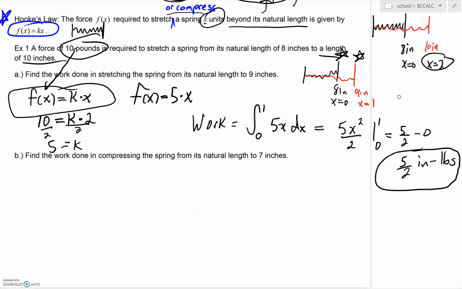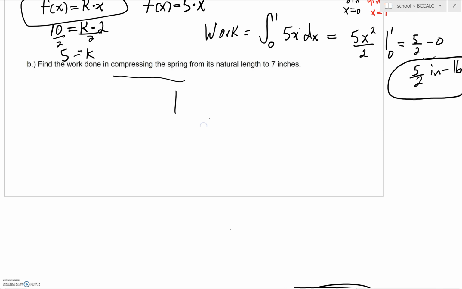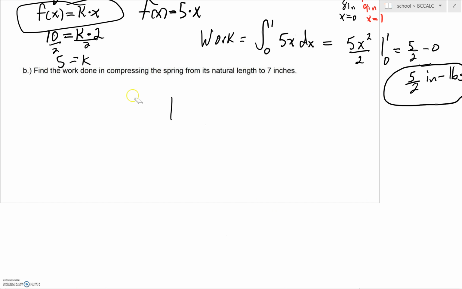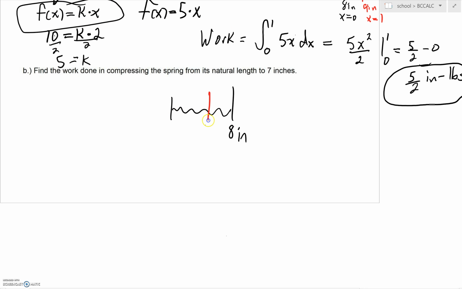Let's just say that you were given instead, for part B, by the way, it's our last problem here, amazingly, you're going to find the work in compressing the spring. So let's very quickly just bring this back up and say, hey, we've got 8 inches for a natural length. But now what? We're going to say, wait just a second. We're pushing it in. And I'm exaggerating a little bit. We'll say, here's your 7 inches.